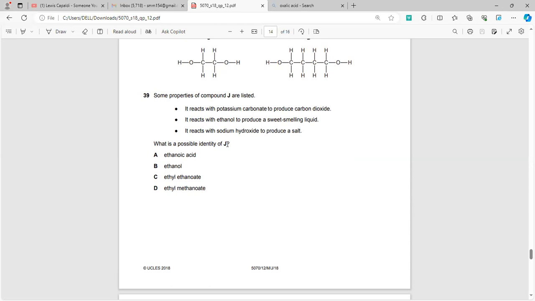Now in question number 39, what is J? Now, J is obviously an acid. Why? Because it reacts with alcohol to produce an ester, and the characteristic of esters is that they produce a sweet smelling liquid or perfume. Similarly, acids react with a base to form a salt and water, and acids react with a carbonate salt to produce CO2 and water.